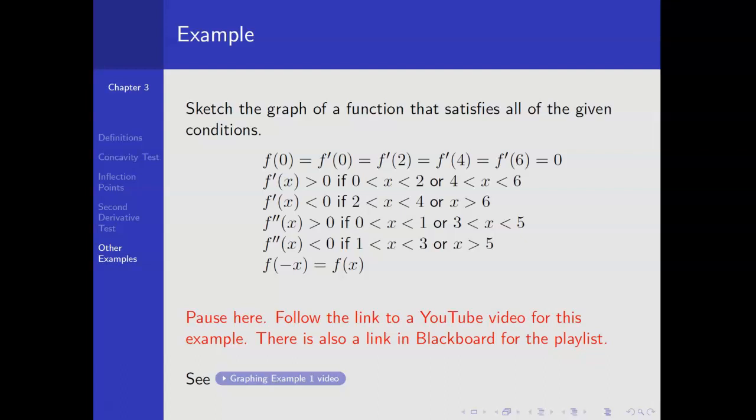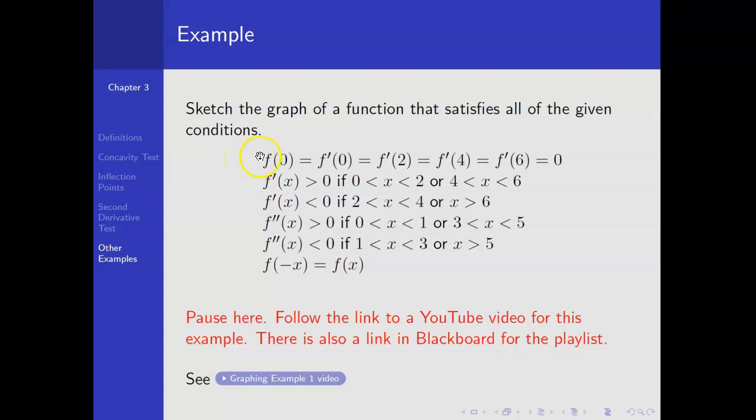So in this particular example, we're going to sketch the graph of a function that satisfies all of these conditions, and we've got a lot of them listed. So we're going to go through those conditions, and then we're going to sketch a graph. There are many possible correct answers here. Before you pause for the video, I just want to go through some of the conditions here.